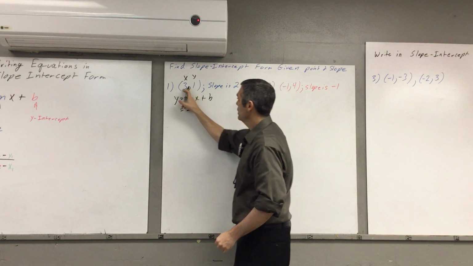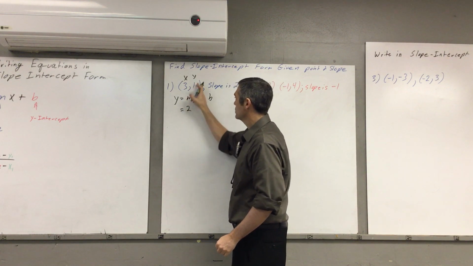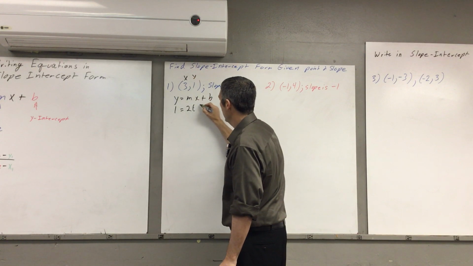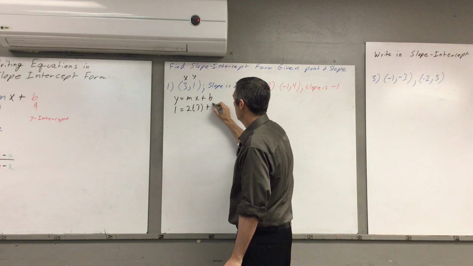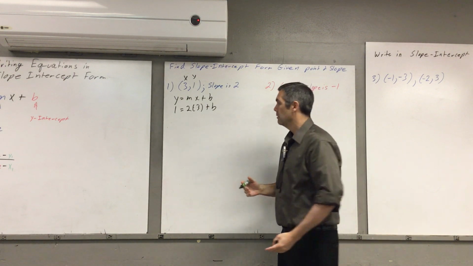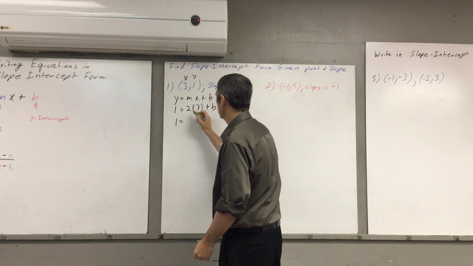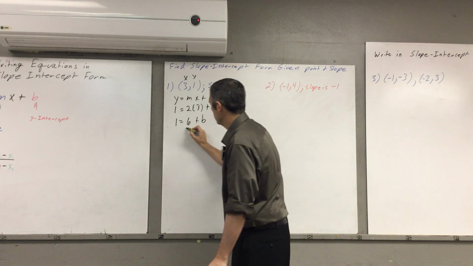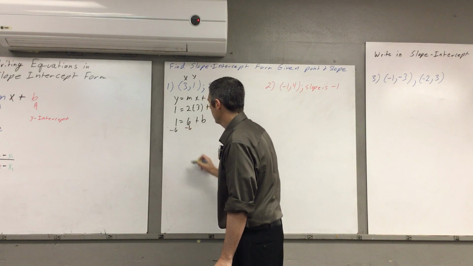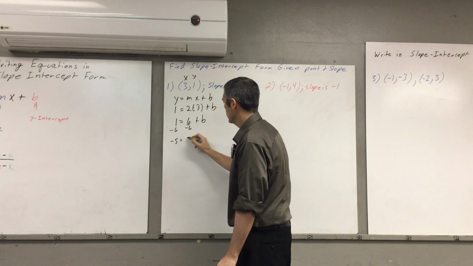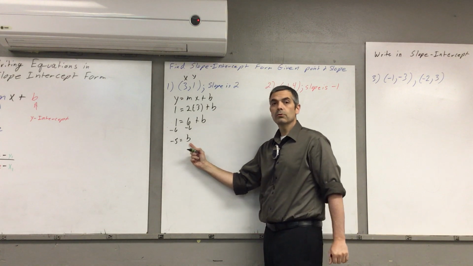So we're going to plug these into the x and the y. So the y is 1: 1 equals 2 times the 3 plus b. Now you have an equation, solve for b. All right, 1 equals 6 plus b. Okay, subtract 6 from both sides. Now you get negative 5 equals b. Now you know your b.